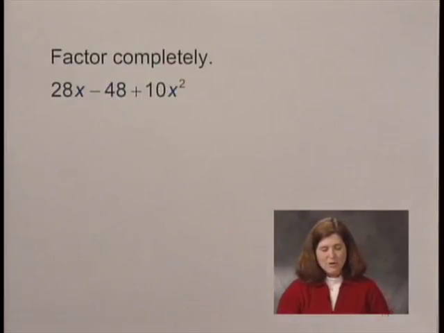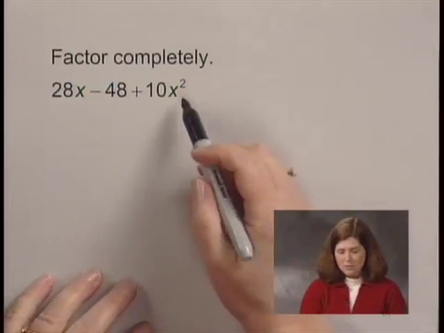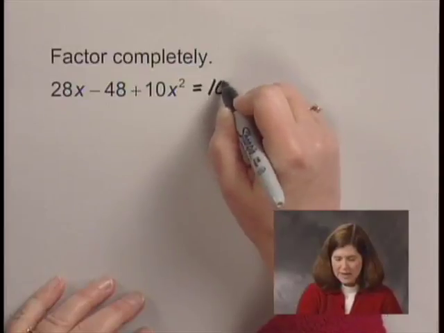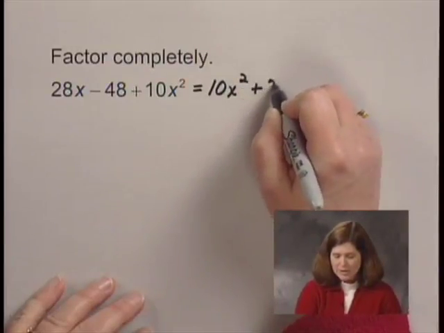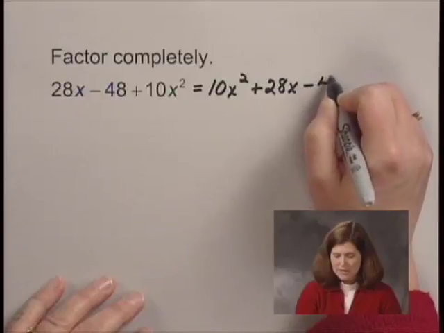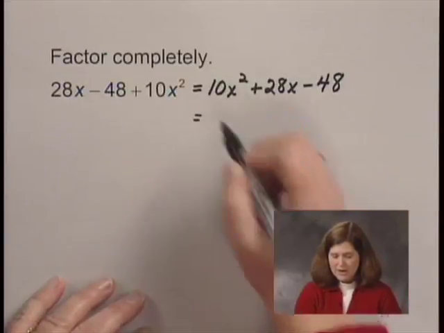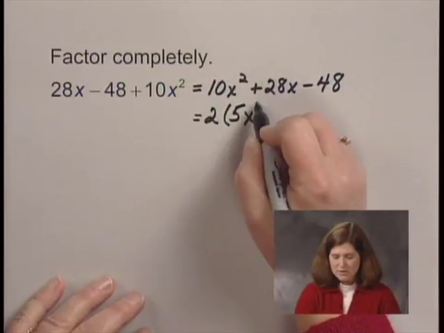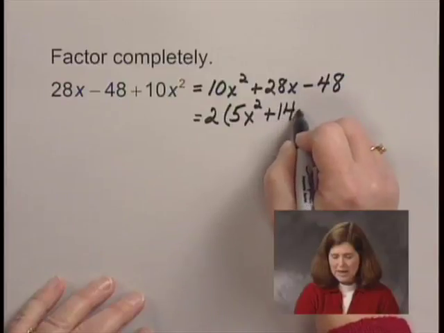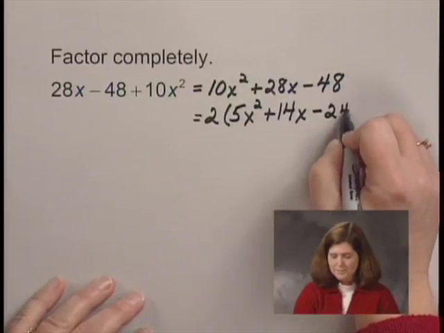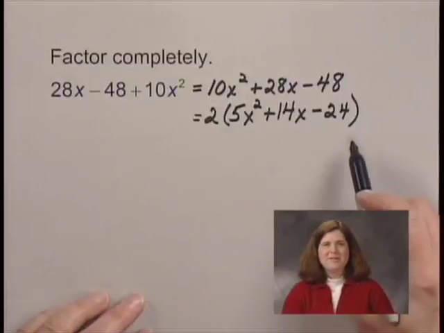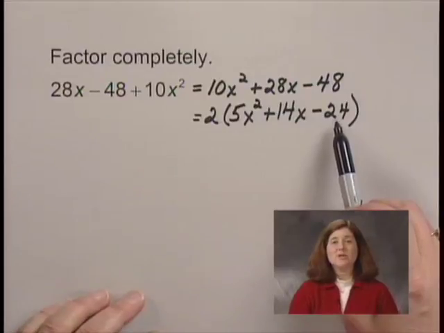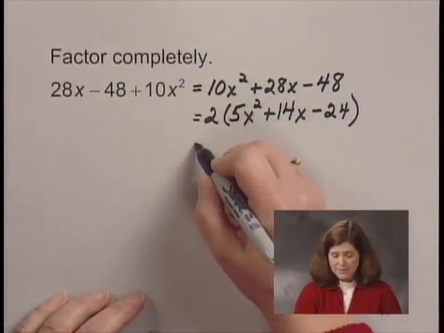Before I factor it out, I'm going to rewrite this in descending order of powers of x so that I can recognize any other patterns. So I'll rewrite this as 10x squared plus 28x minus 48, and then I'll factor out the common factor of 2. I have 2 times 5x squared plus 14x minus 24. Now, in my parentheses, I have a trinomial. And if the trinomial does factor, it will factor into 2 binomial factors.